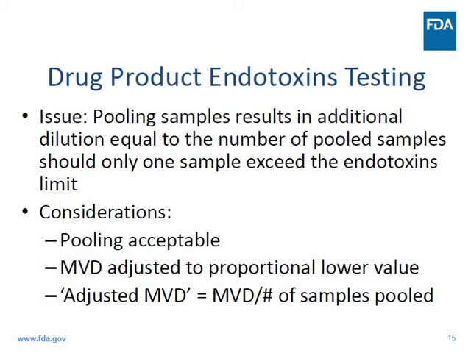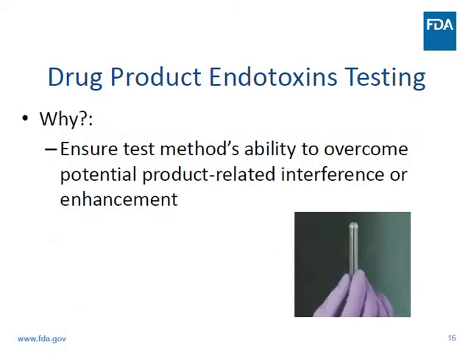Pooling is acceptable, but you need to take into account that the MVD should be adjusted to a proportionally lower value. So in the case I described, where you have 3 samples, you would adjust the MVD by dividing the MVD by 3. And this is important because you need to ensure that your test method is able to overcome potential product-related interference or enhancement. And if you haven't taken into account this additional dilution, you may not be within the adjusted MVD.